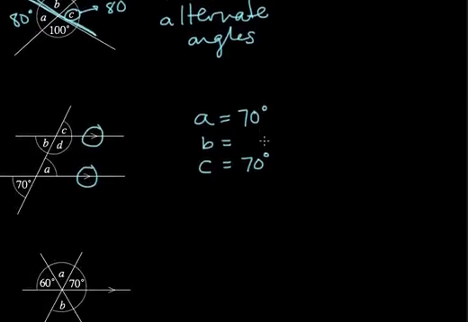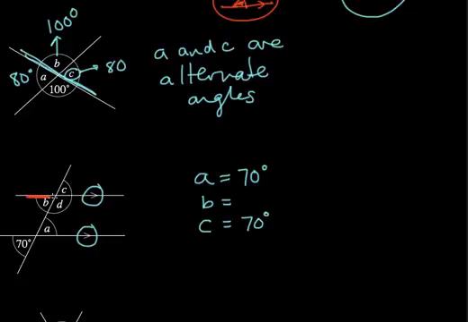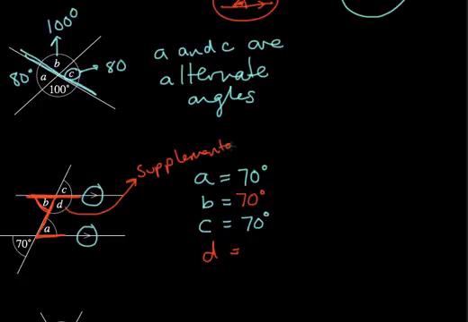So we can use that further down here, we can see that our Z shape has appeared there. So therefore A and B are equal because they're alternate as well. So B is also 70 degrees. So what about D? D is the only other angle to find. D is the remaining angle from 180 degrees. Now this is what I was talking about earlier. This is the supplementary angle. Supplementary means that it's the remaining angle from 180 degrees. So that means that D must be 110 degrees.